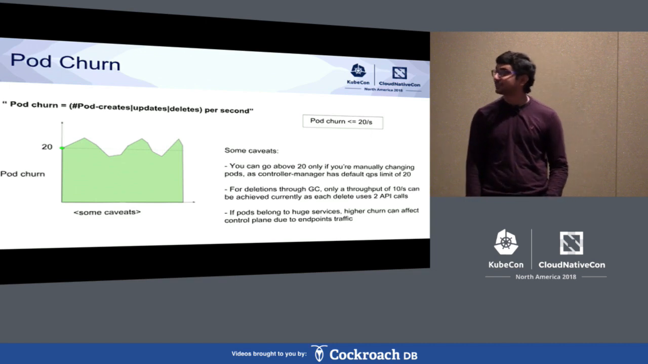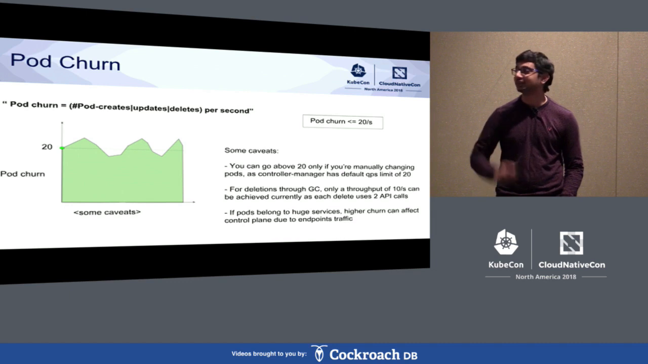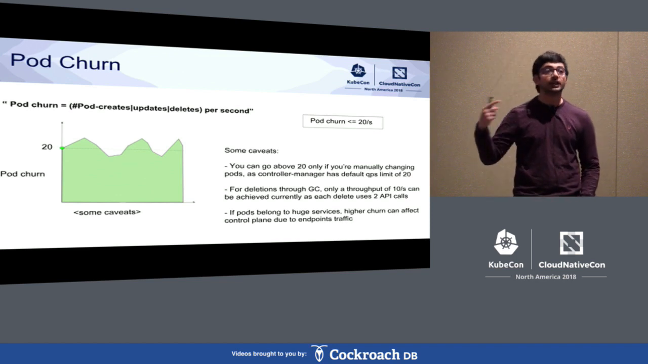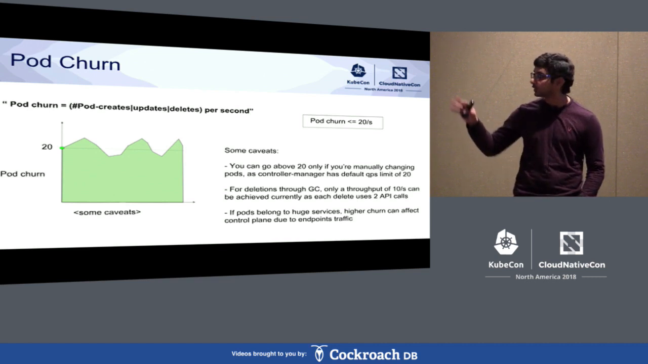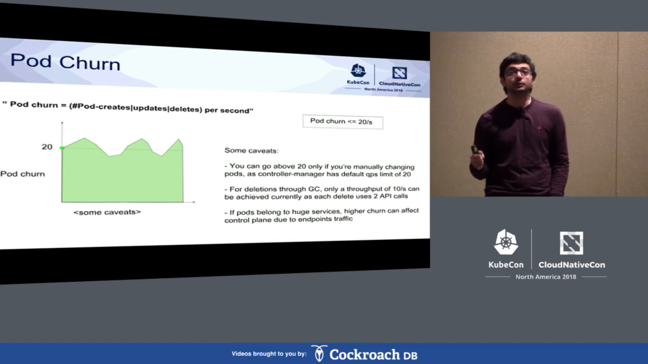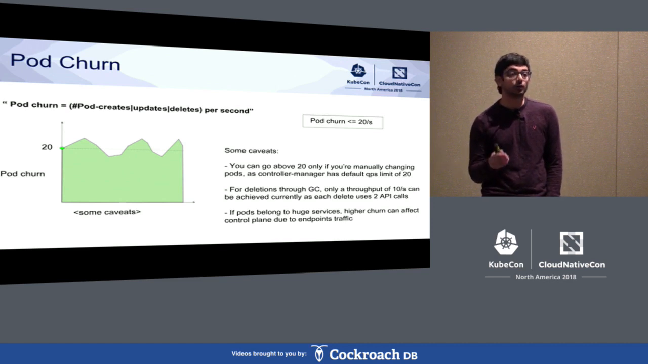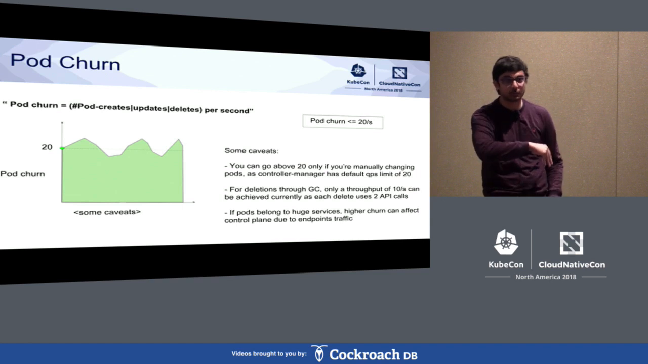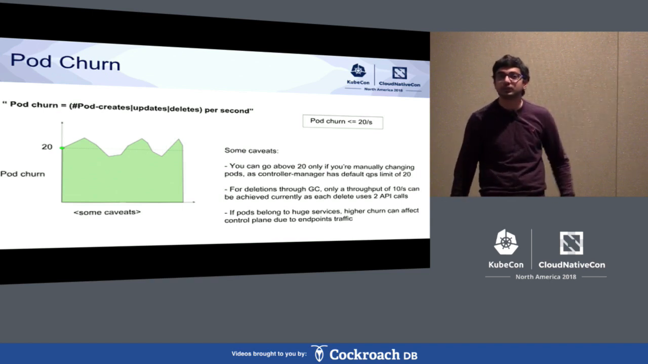Pod churn. This is something which has been asked again and again by so many people, and so many users are interested in this metric. So pod churn is defined as the number of pod creates, updates, or deletes that you can do per second. And in Kubernetes, we by default limit this to 20 per second. And the reason why that limit arises is basically a limit on the QPS for the controller manager. So the controller manager by default cannot make more than 20 calls to the API server per second, which basically limits your controllers that take care of these create, update, and delete operations.